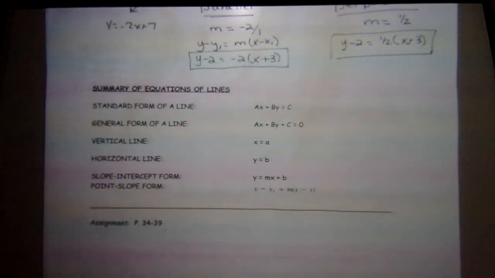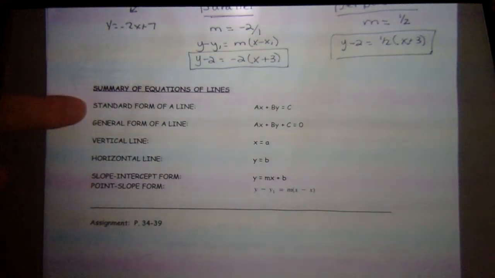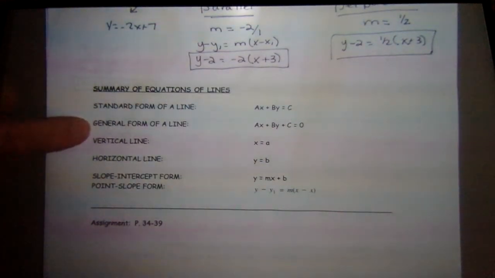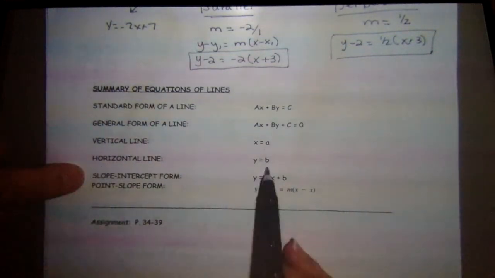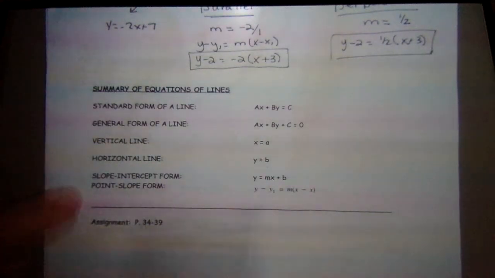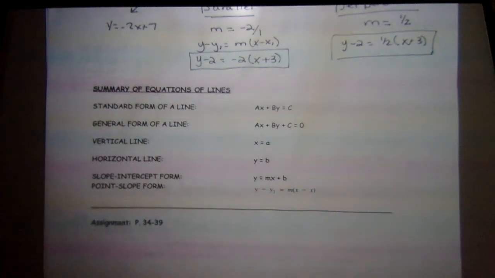Then at the bottom of your notes, I have all the forms of lines. We have standard form, we have general form, vertical line is x equals a, horizontal is y equals b, slope-intercept, point-slope. Questions there?